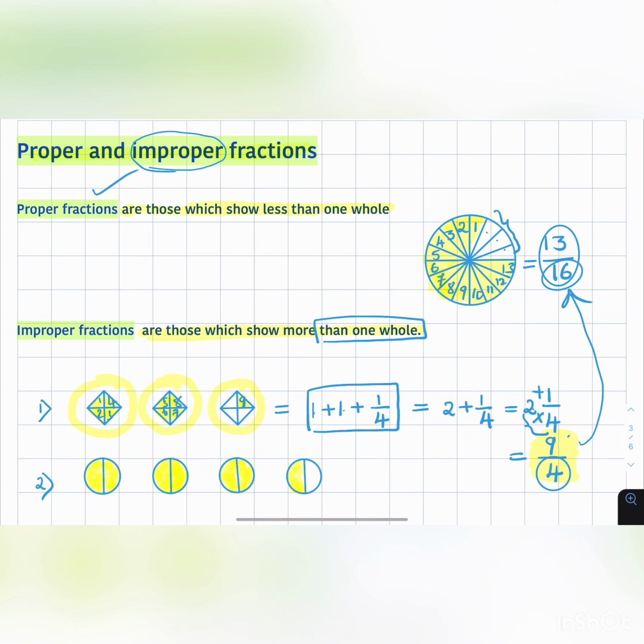16 is telling about the whole. In the whole, 16 parts are there. If you see this, there are 16 parts, right? And 13 were unshaded. Is it not? 13 were unshaded. And if we take this unshaded part, it is 3 out of 16. And again 16 is from the whole, which is greater than the numerator. So always in a proper fraction, the denominator is greater than the numerator. Now in the improper fraction, the denominator is smaller than the numerator. Fine. So this is about improper fraction.